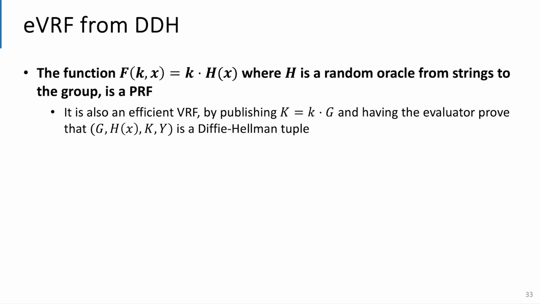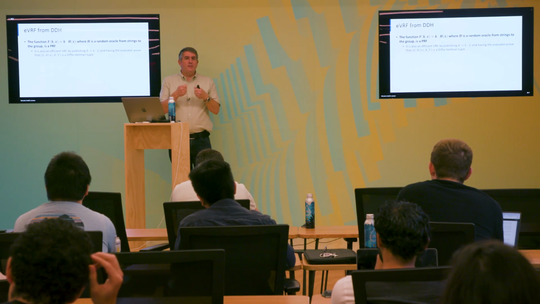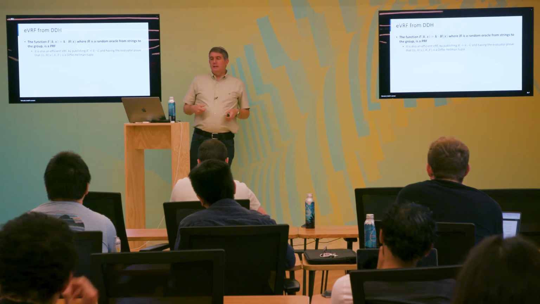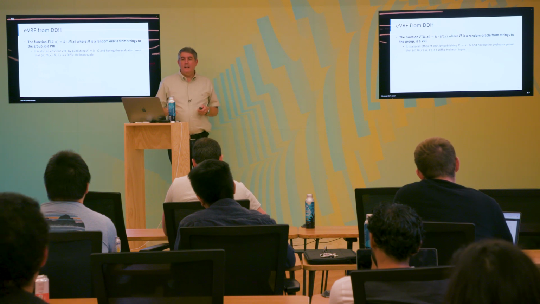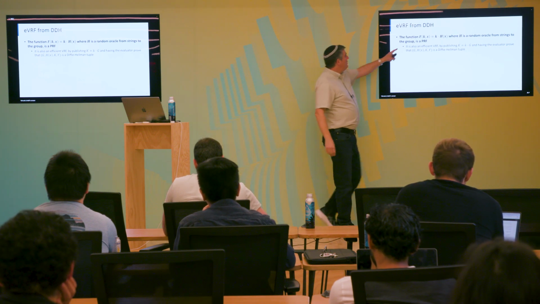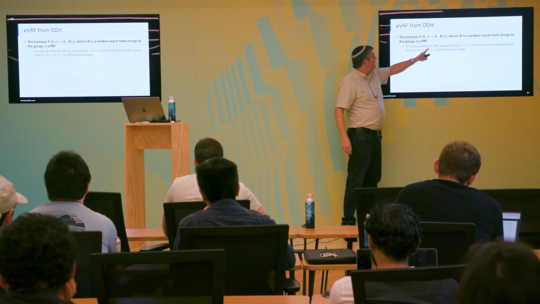Okay, what about using DDH? We can do this with DDH as well. And the idea here is to use the well-known PRF, where H is a random oracle going from strings into the group, and just k times H of x is a pseudorandom function based on the DDH assumption. It's also a VRF because you can prove efficiently that the result is a Diffie-Hellman tuple, and then everything is fine. But the problem is that for this output here, capital Y here, is actually the little y we were talking about beforehand. We want to give that times g. We want to give the exponent of that.